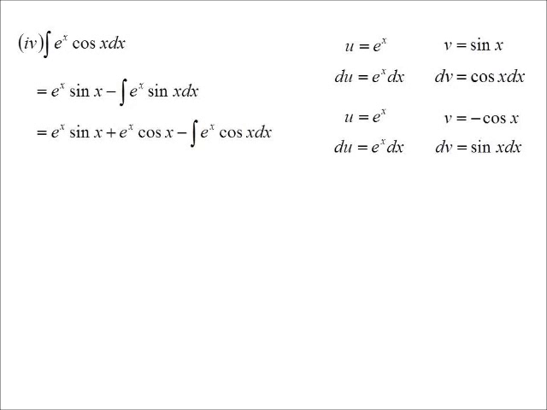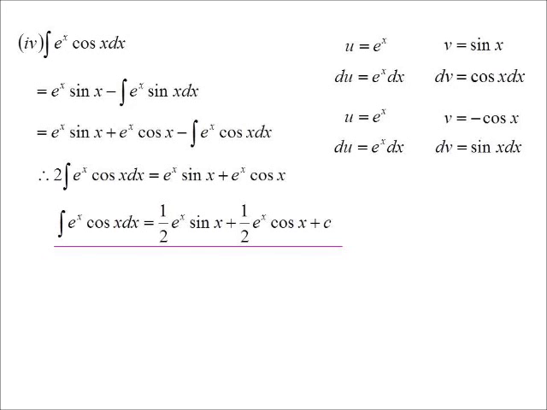Oh. Hang on. I'm back where I started from. But when I look at this, I don't think of it as working out. I think of it as an equation. What I'm actually saying is the integral of e to the x cos x is equal to this line. So I'm just going to move the e to the x cos x to the other side. So therefore, two lots of the integral of e to the x cos x must be e to the x sin x plus e to the x cos x. Divide both sides by 2, and there's my answer.